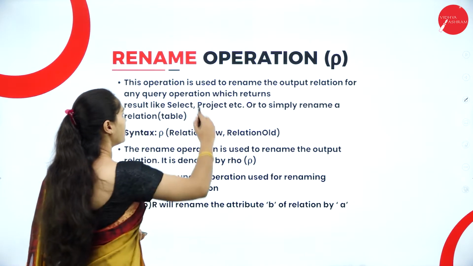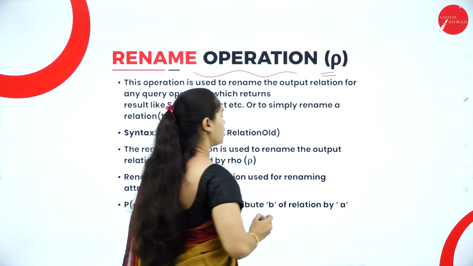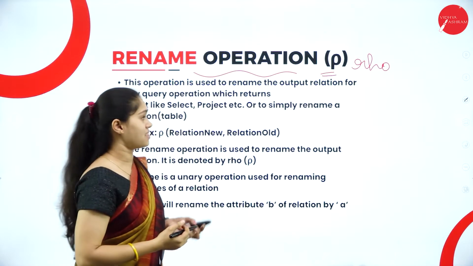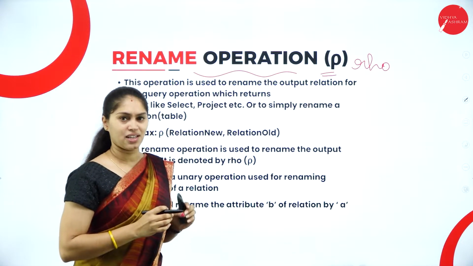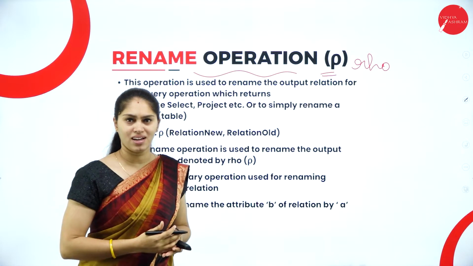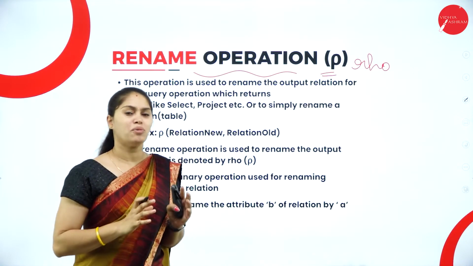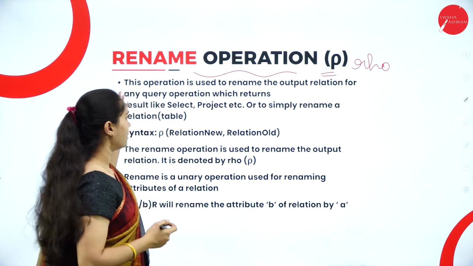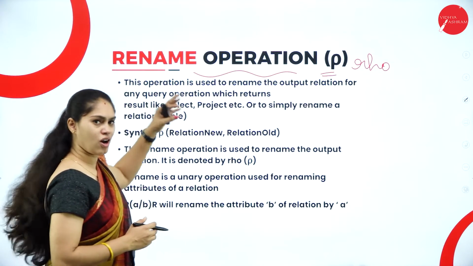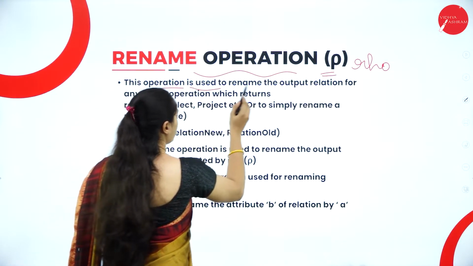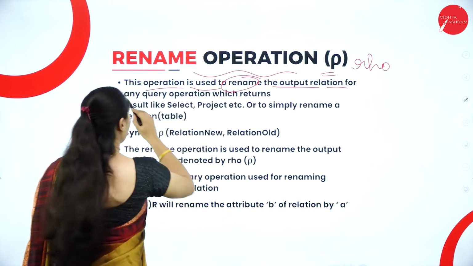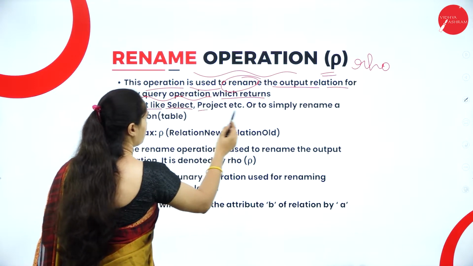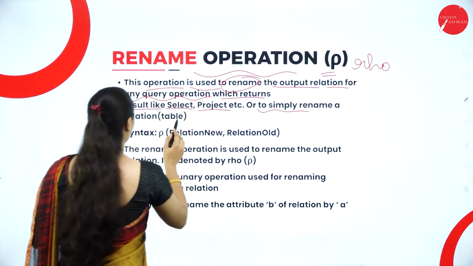We'll see the next one, the rename operation. For that we are going to use a rho operator. In order to represent rename, we have a rho operator. As the name indicates, if you want to change the name of a relation from an existing name to a new name, then we use this rename operator. This operation is also used to rename the output relation for any query operations which return a result, like select, project, etc., or to simply rename a relation.